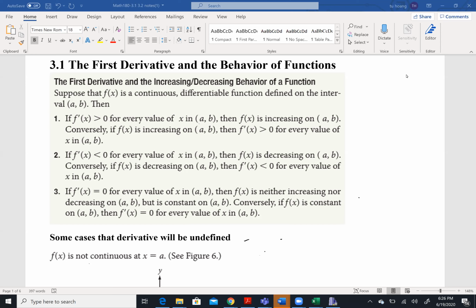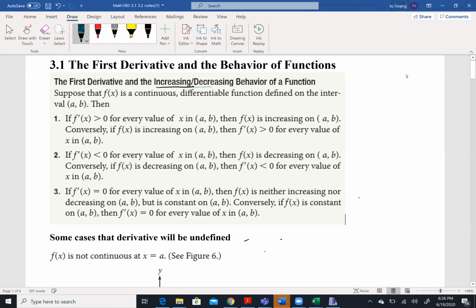We know how to take the first derivative, but we don't yet know what the first derivative helps you to do. In this section, you will see that the first derivative determines the increasing and decreasing behavior of the function.